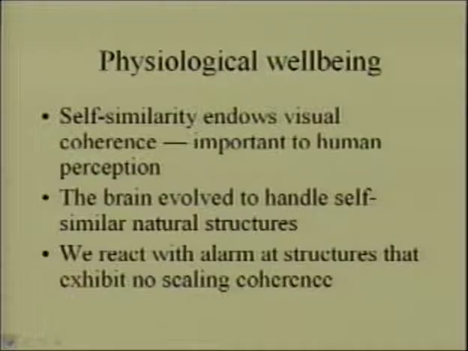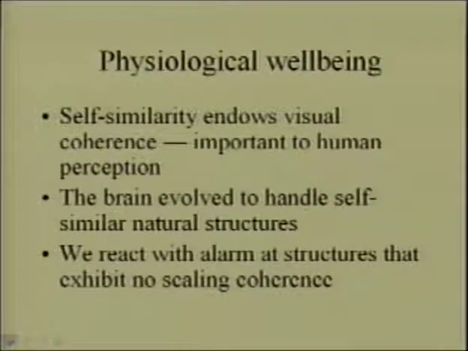Now, the basis of physiological well-being is due to many different factors, one of which is not to be overloaded by information, and that's where self-similarity comes in. There is a certain physiological pleasure that is triggered in a human being when there is coherence in the environment. And the opposite is true. Lack of coherence creates some anxiety. The human brain evolved to handle self-similar natural structures, and not for any other reason. So we react with alarm at structures that exhibit no scaling coherence.